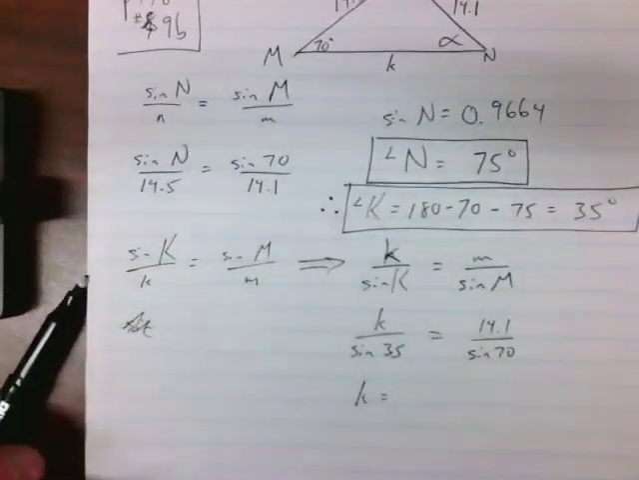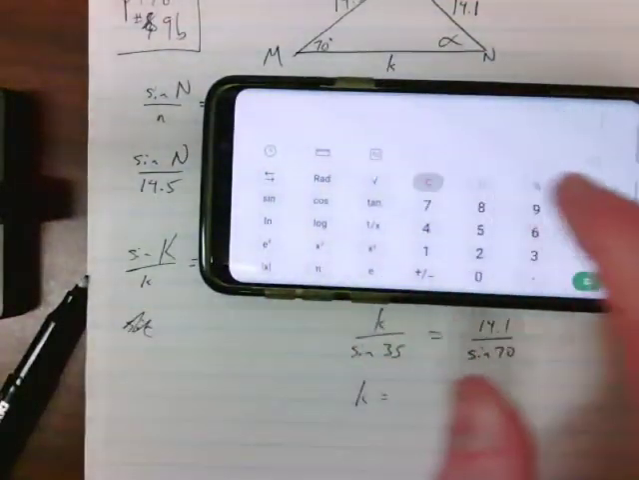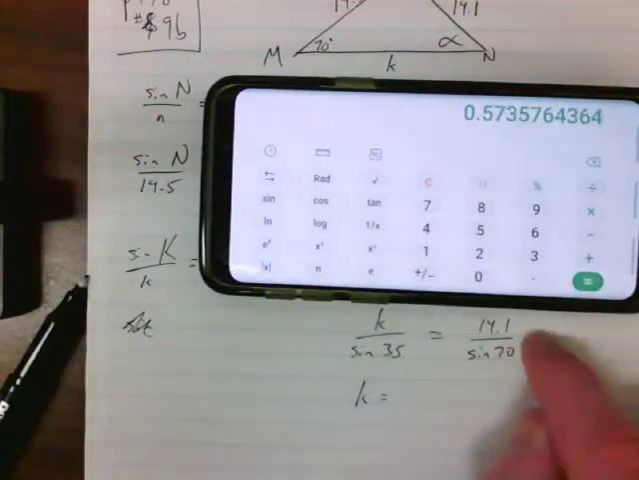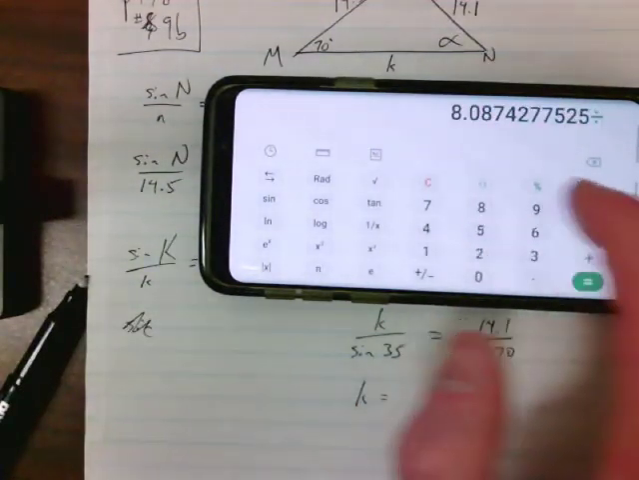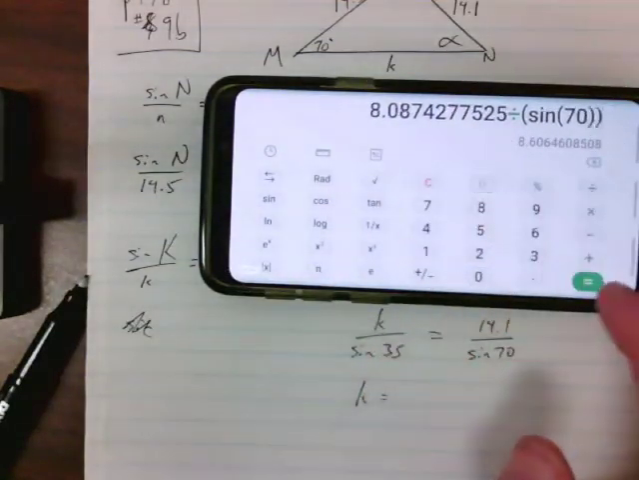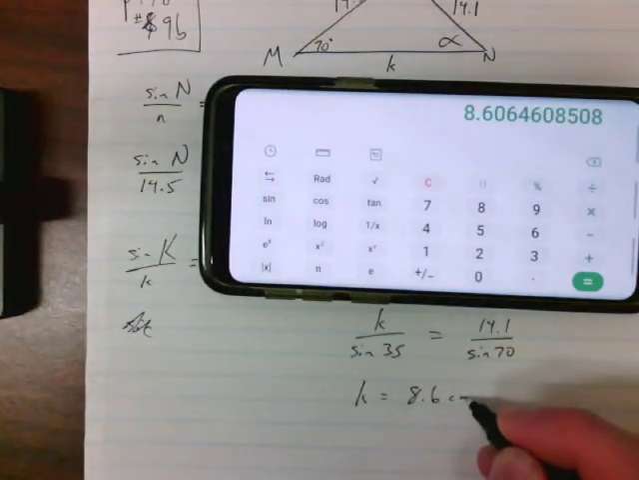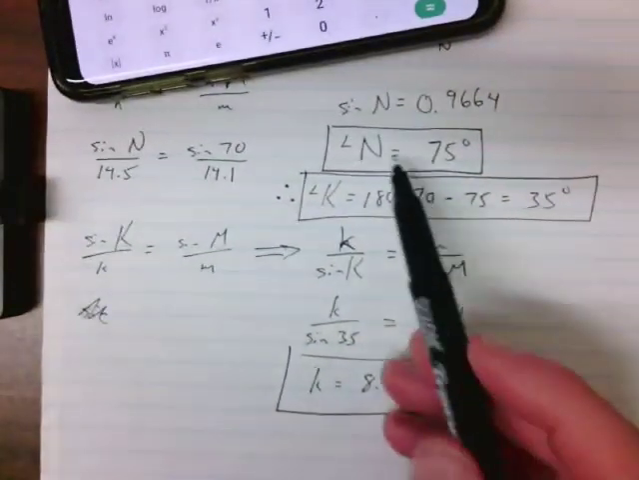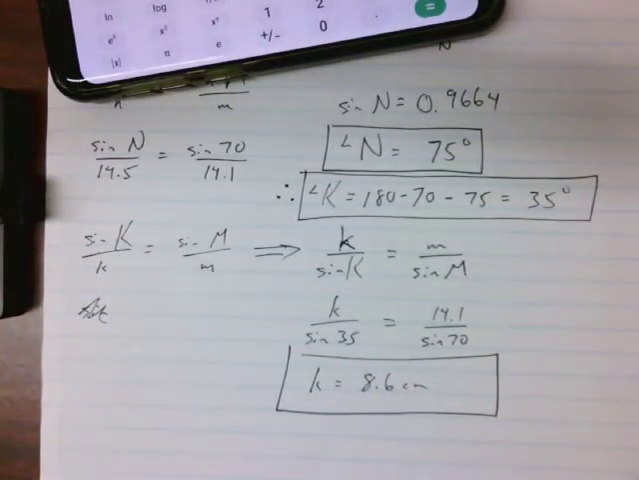Sine of 35 equals that, times 14.1 equals that, divided by, I'm going to put this in brackets just to be safe, sine of 70 equals 8.6. K equals 8.6. The units in this case were centimeters. Solving the triangle is all the unknown parts of it. In this case, we didn't have angle N or angle K or side K. Now we do. Hopefully that makes sense.